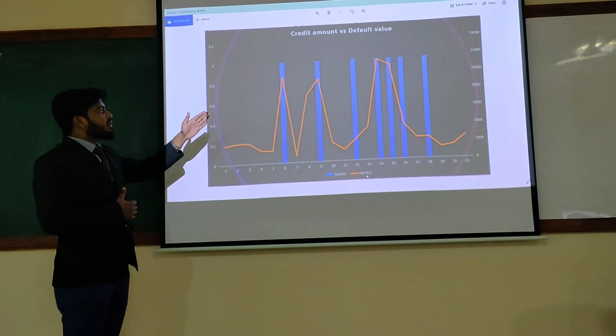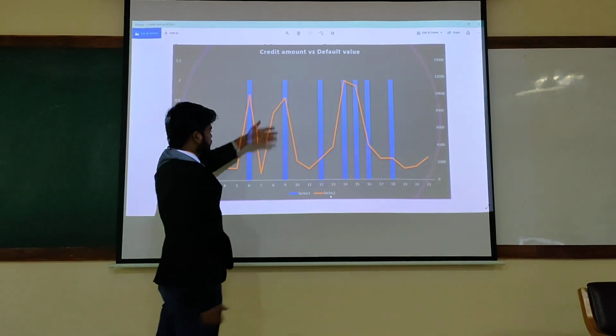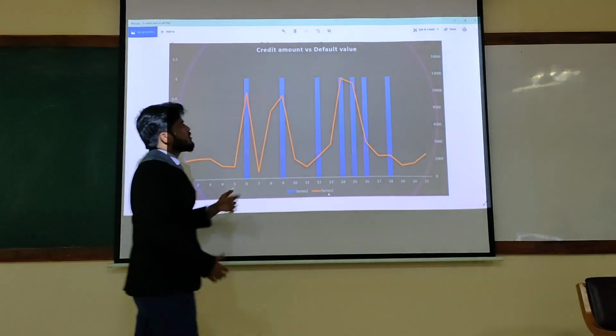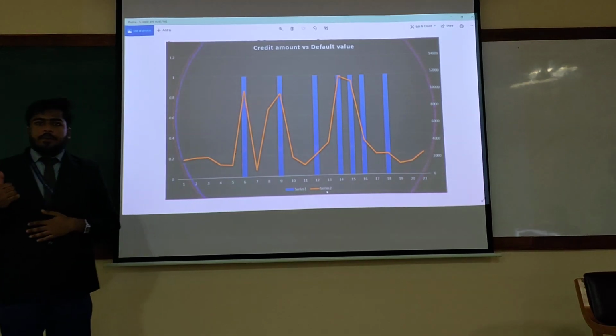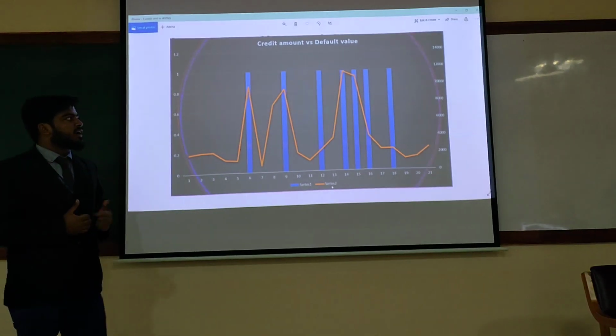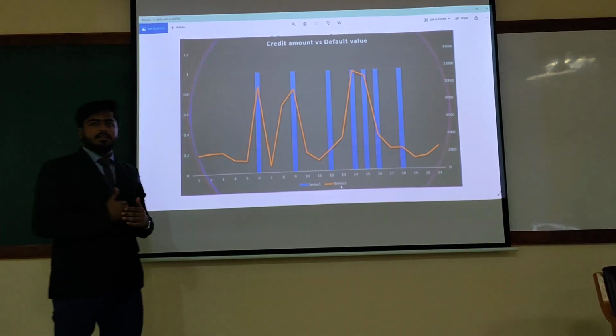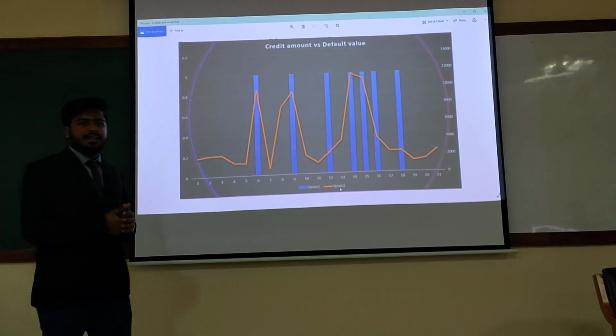So whenever the credit amount is high, the default value is always 1. See, credit amount high, default is 1. So by this we can say that by checking the past record of that person, or by looking at the credit amount, whenever the person is taking a much higher credit amount, this might be a reason that the person might cause a default in future while paying back the loan.